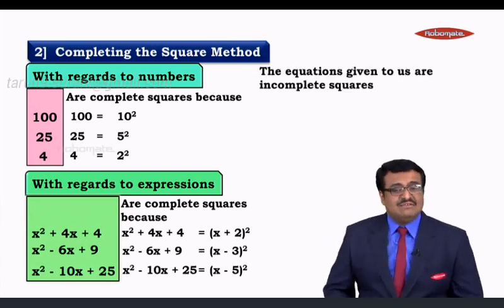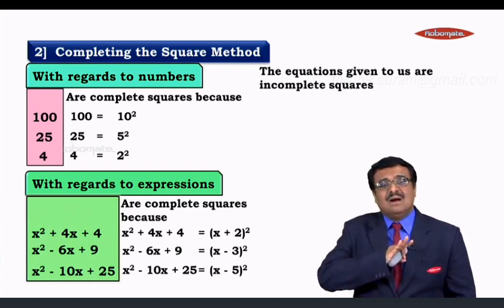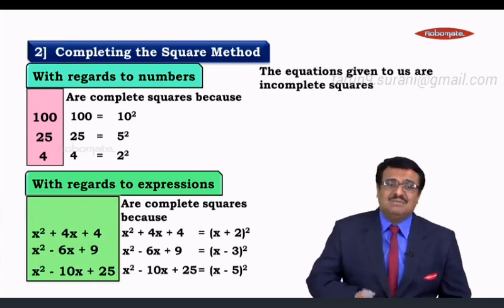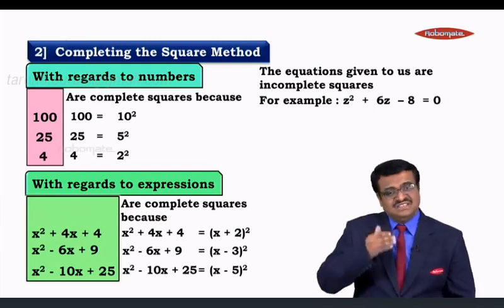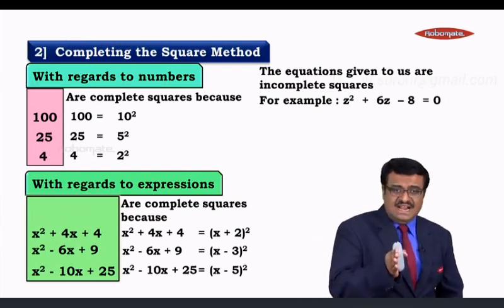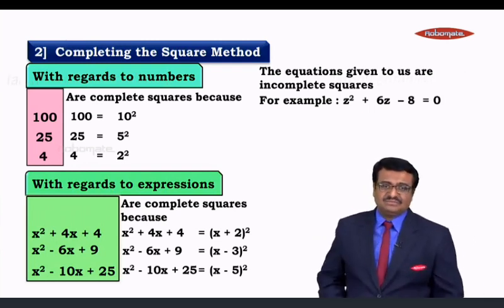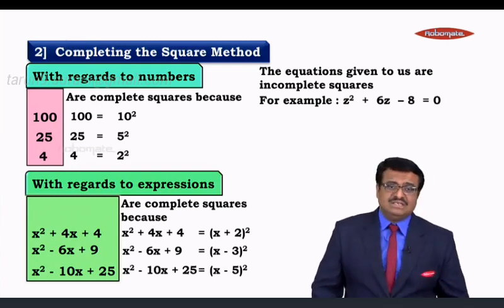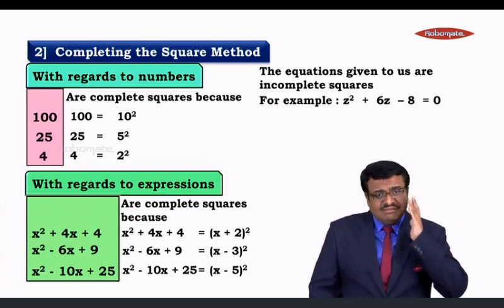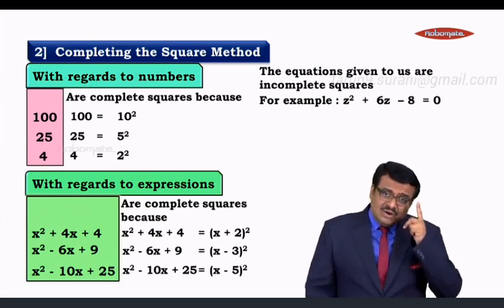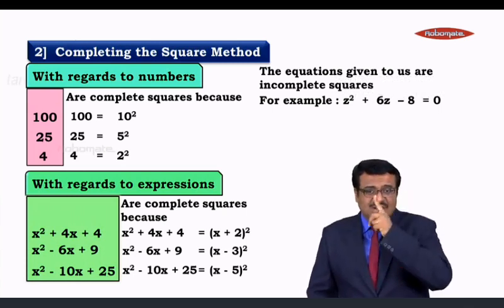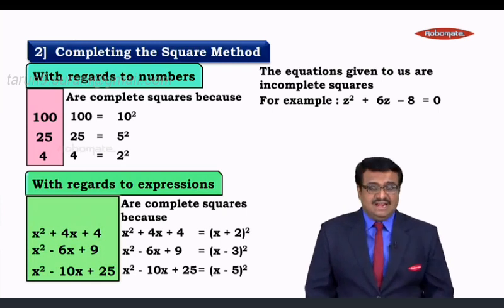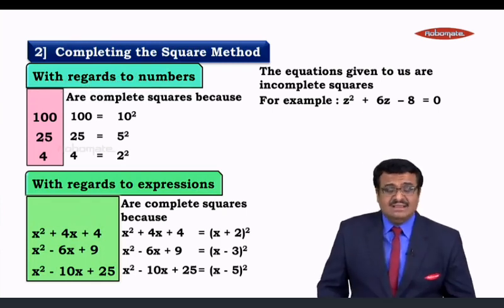The equations that will be given to us are incomplete squares. They are not complete squares, they are incomplete squares. For example, suppose you have an equation like this: z square plus 6z minus 8 is equal to 0. Let us think about solving this equation by factorization. Will you get the factors? The process is the same. 8 ones are 8. The third number is multiplied with the first number. Get factors of 8 in such a way.